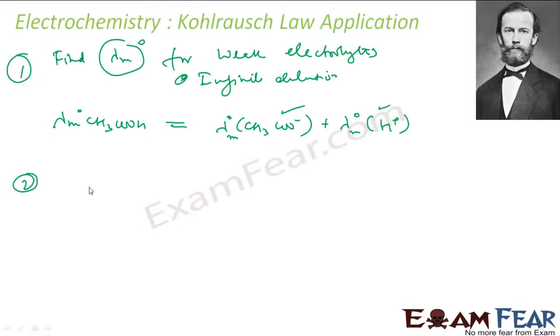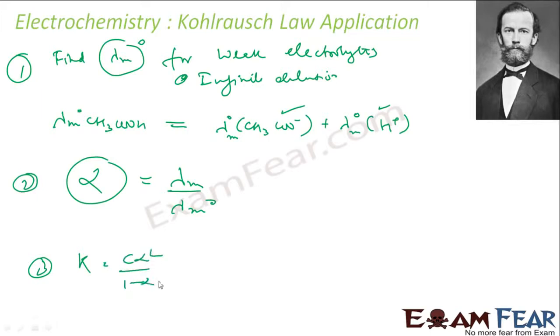The second application is that it is used to find the degree of dissociation alpha. As I told, alpha is almost equal to lambda m by lambda m naught. Second, once I have alpha, I can easily find the equilibrium constant, C alpha square by 1 minus alpha, at least for this equation. So I can find the dissociation constant, I can find the equilibrium constant, and I can find the molar conductivity for a weak electrolyte at infinite dilution.